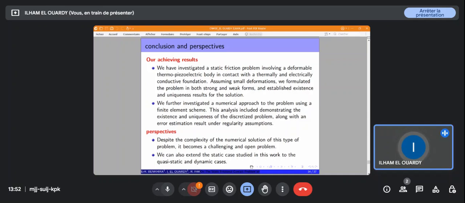under some regularity assumptions. And as perspectives, despite the complexity of the numerical solution of this kind of problem, it becomes a challenging and open problem. Also, we can extend the static case studied in this work to the quasi-static and the dynamic cases.